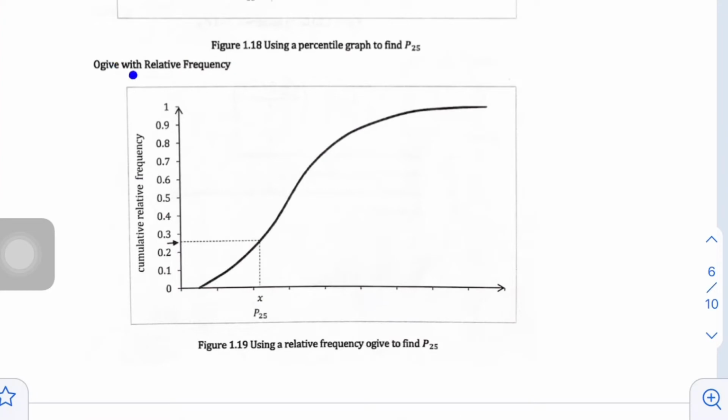If you have the ogive with relative frequency, what is relative frequency? The highest is 1. Okay, the highest is 1.